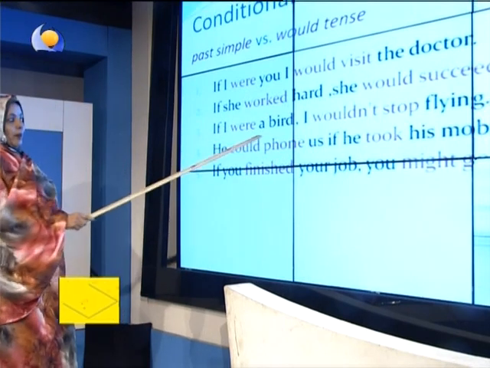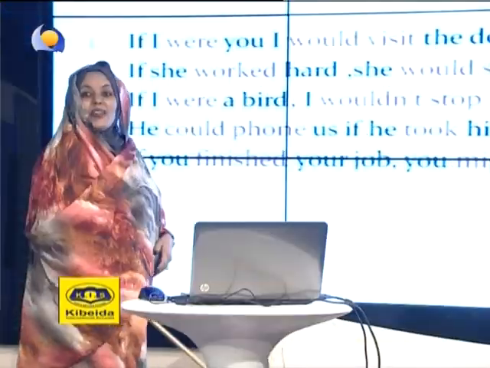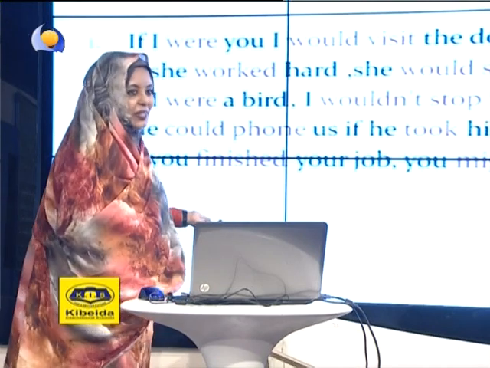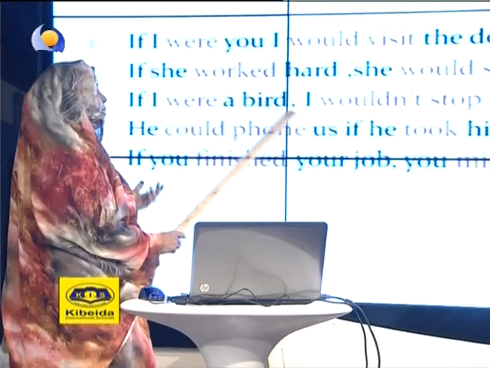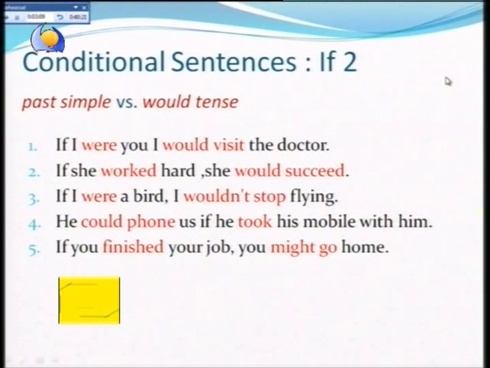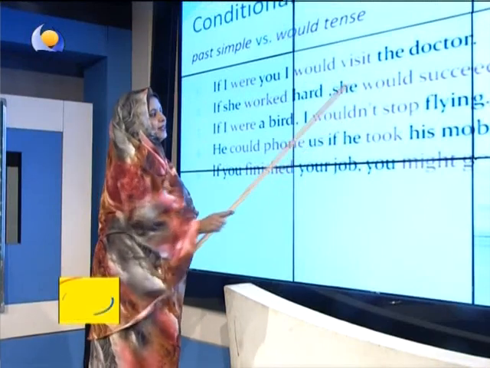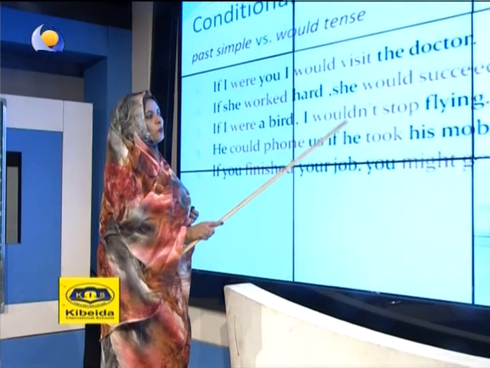If I were a bird, are you a bird? Can you ever be a bird? This is something impossible, but it is a wish, okay? If I were a bird, I wouldn't stop flying. Where? In the if clause, past simple. In the main clause, would tense. Here you have it in the negative form, wouldn't stop.